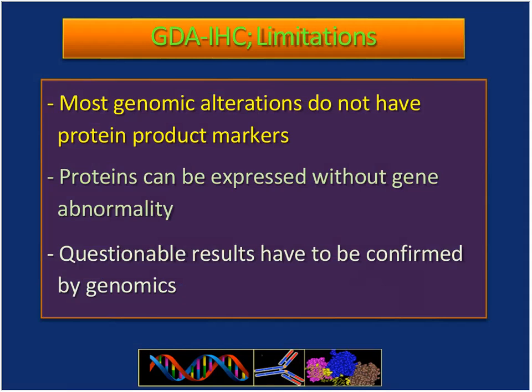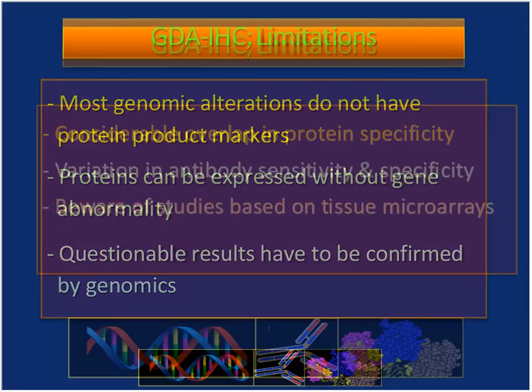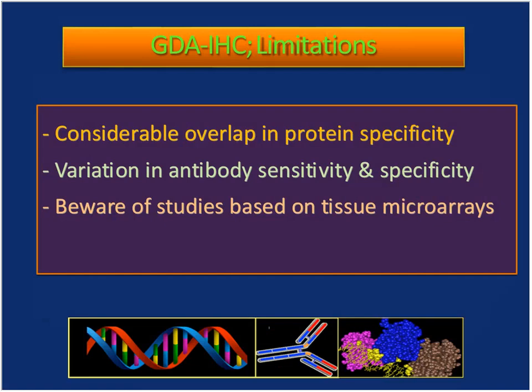Most genomic alterations, you have to remember, do not have protein product markers. On the other hand, proteins can be expressed without gene abnormality. And as I mentioned, immunohistochemistry results have to be confirmed by genomic assays. So that's a given. Also, as we discussed already, overlap exists in protein specificity, and there is variation in antibody sensitivity and specificity. Each clone may have its own sensitivity and specificity, so we have to be careful.